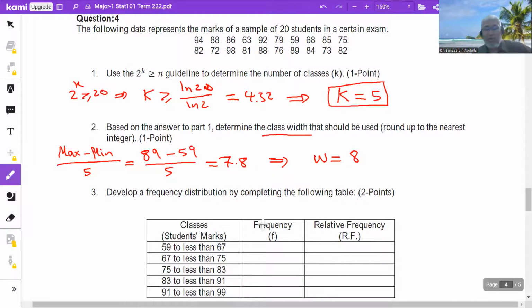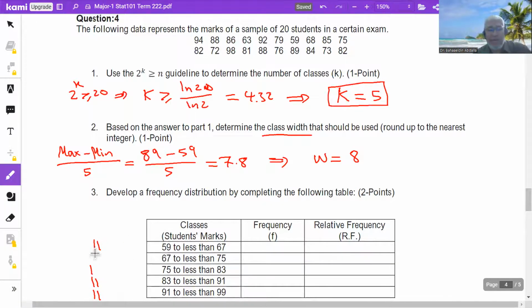Okay. So here, for the first number, I look to the first number, 94. Where is it? It is in the last interval. So I'll put in the last interval 1. I write here 1. Okay. 88. Where is 88? It is here. 86 is also here. 63. Well, 63 is here. 92. 92 is in the last one. 79. 79 is here. 59. 59 is here.